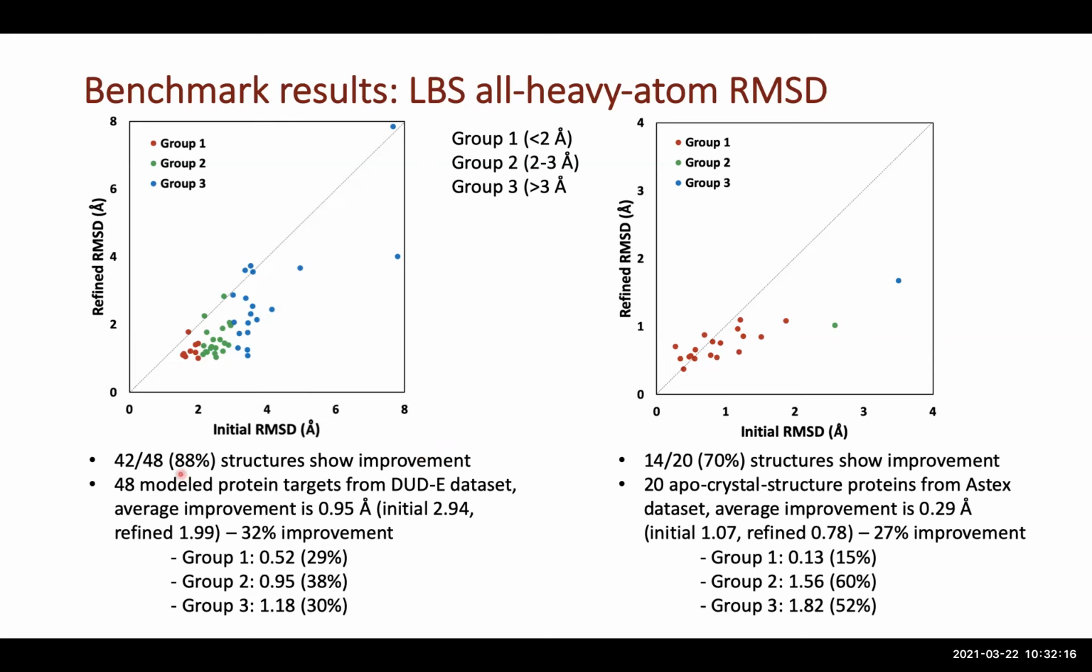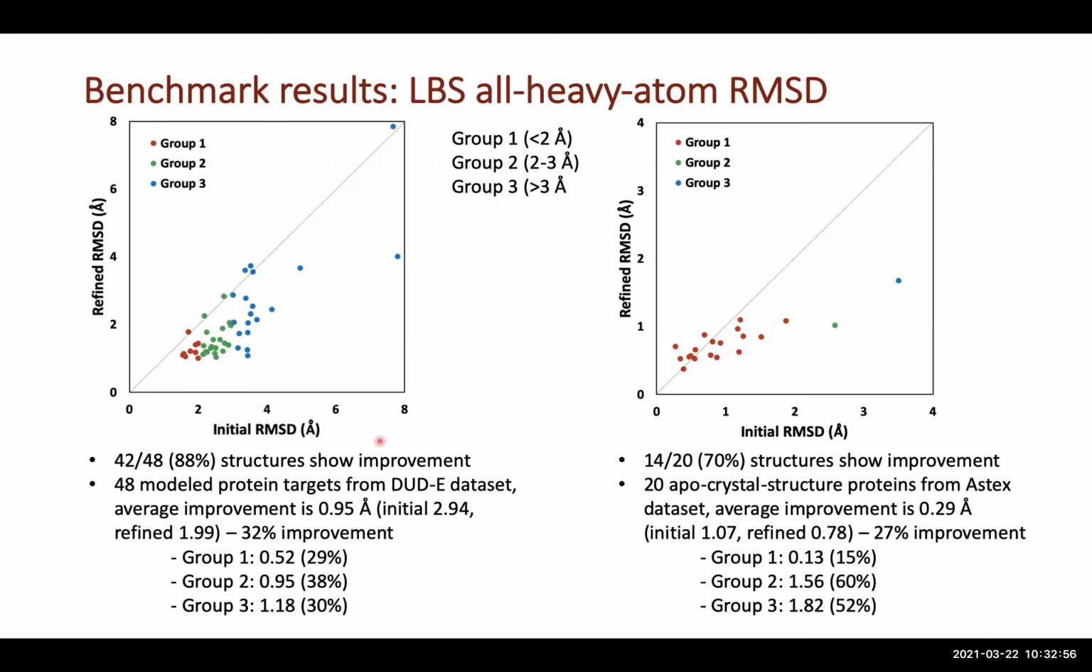For this data set, we show 88% success rate, where 42 out of 48 targets show improvement. And the average improvement is 0.95 angstrom, going from initial value of average of 2.94 to refined of 1.99 angstrom, which is about 32% improvement. And the improvements are quite similar across 3 different groups. Group 1, we have about 30% improvement, group 2, 38, and group 3, 30%.